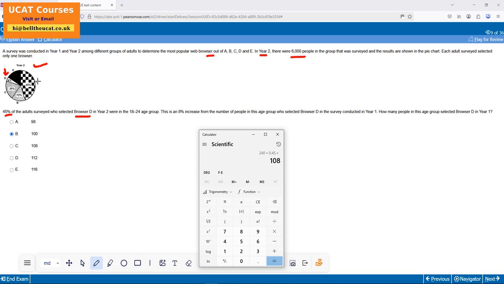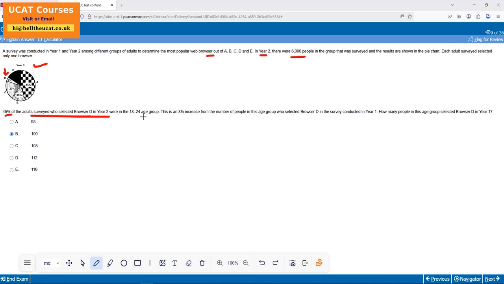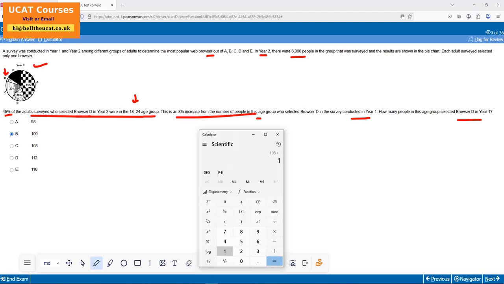It is these 108 people who represent these adults in the age group of 18 to 24. Now, there was an 8% increase in the number of people in this age group from year 1. How many people were in year 1? Second tip to remember: if you're given year 2 and asked about the previous year, you do reverse percentages. Divide by 1.08.